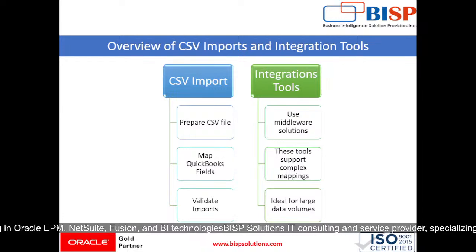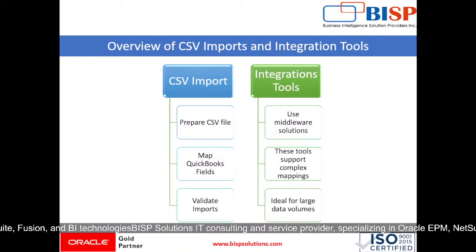Next, we discussed an overview of CSV format and integration tools. So with the CSV format, the NetSuite Native Import Assistant tool simplifies data migration, where we will be preparing a CSV file for each data category, for example customers, vendors, transactions. Then we will be mapping QuickBooks fields to corresponding NetSuite fields during the import process. Then we will be validating imports with small data sets before full migration.